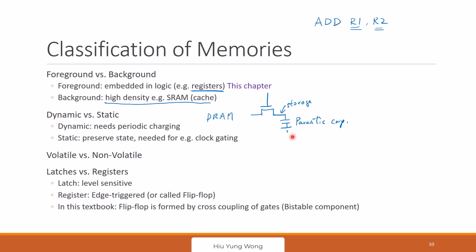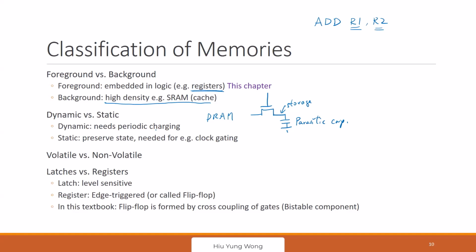Volatile means what? You turn off the power, the content is gone. This is volatile. But not just that. Even if you put the VDD there, they will leak away eventually. You need to keep refreshing. That's why DRAM is troublesome in this way. But they are very dense. Okay, you need to charge them periodically.